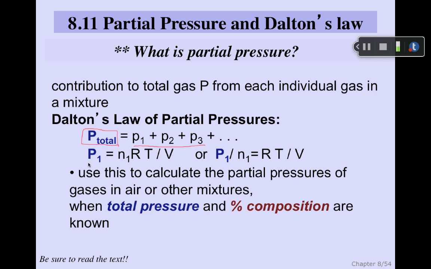The relationship of pressure and volume in the same container tells you that pressure 1 is related to the number of moles, n1, in the same volume and at the same temperature. So P1 divided by n1 equals RT over V. We use this to calculate partial pressures of gases in air and other mixtures, and using the total pressure and percent composition, we can come up with one and the other. So let's see how that works.